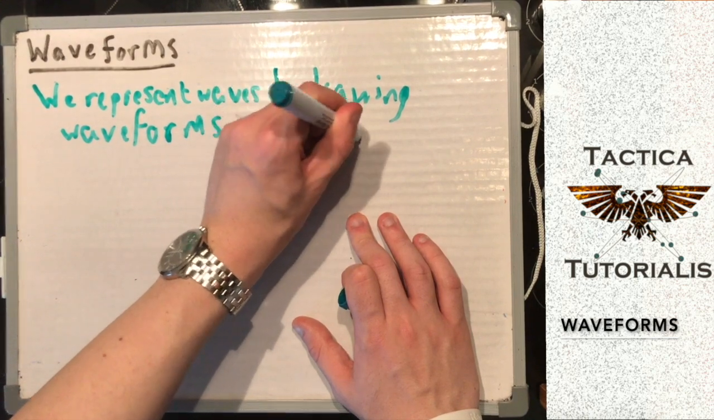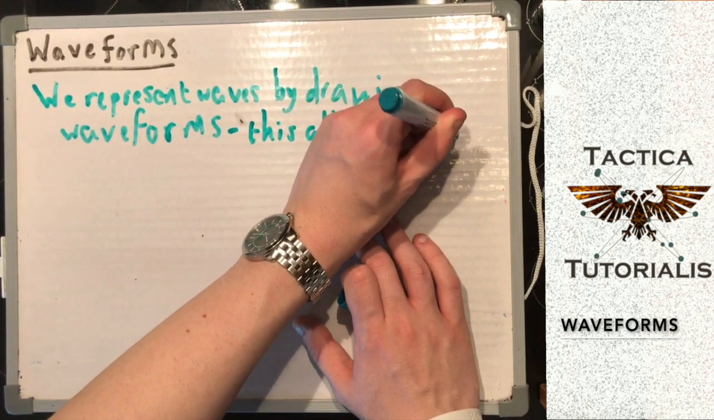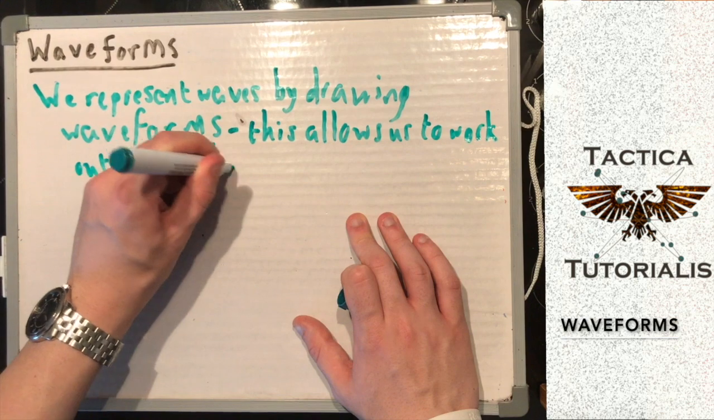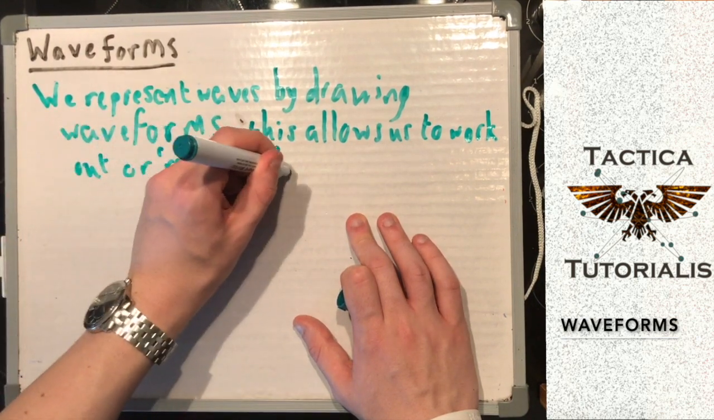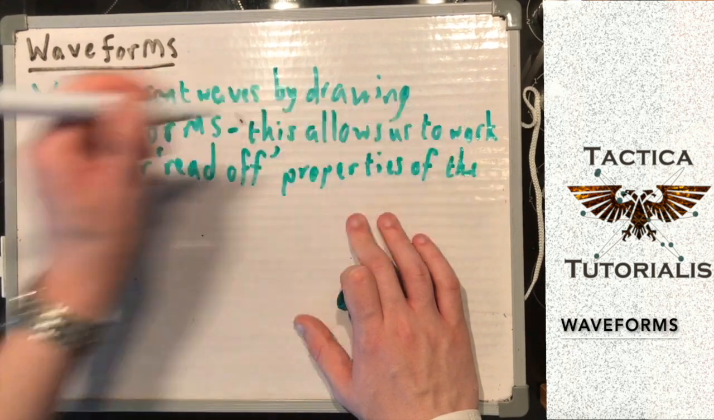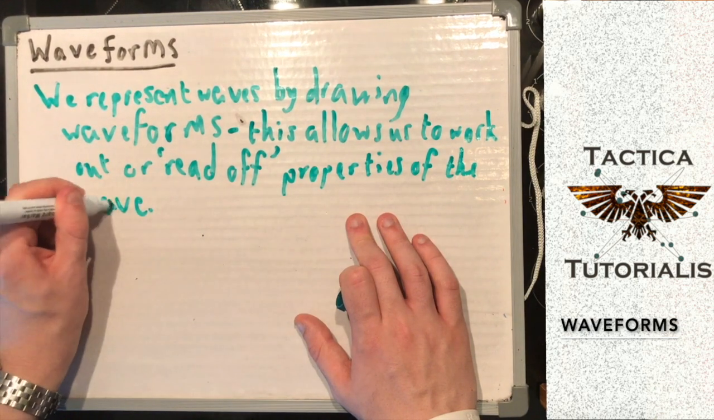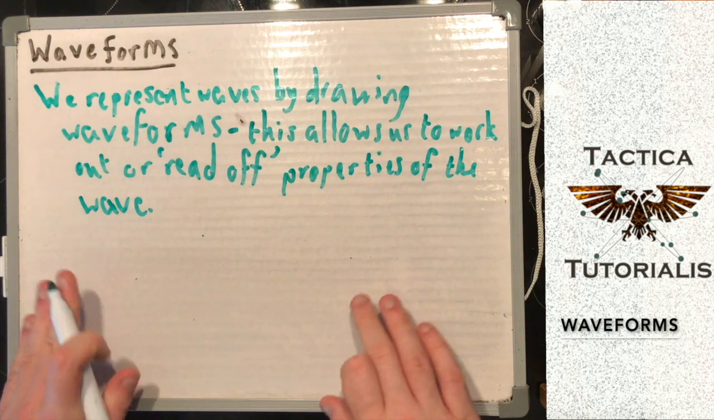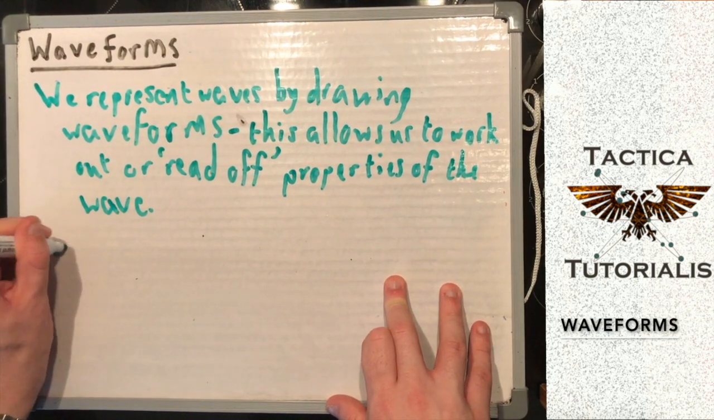This allows us to work out or read off, and I'll put that in sort of quotes, properties of the wave. So what I'm going to do now is I'm going to draw a sort of sample waveform. And this is going to be for what we call a transverse wave. Now, there are different types, as I said before, and we're not going to address them really today. But you should be aware that there are other types of waves that exist. Anyway, so a typical waveform will look something like this.